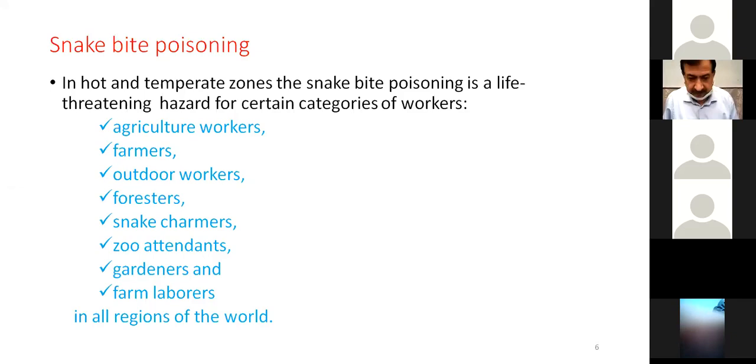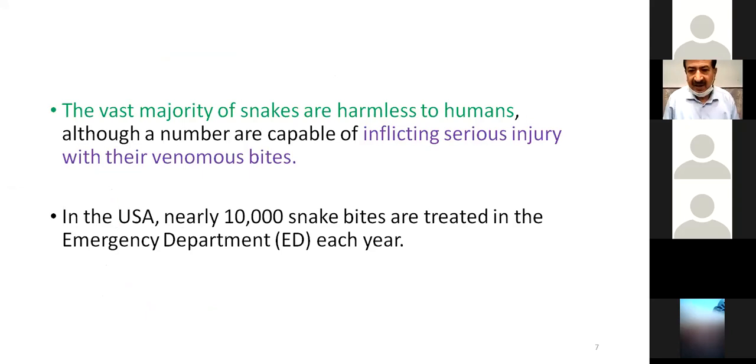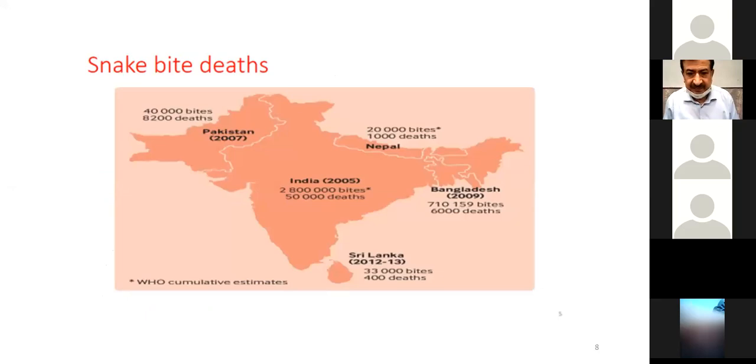The vast majority of snakes are harmless to humans, although a number are capable of inflicting serious injuries with their venomous bites. In the USA, nearly 10,000 snake bites are treated in the emergency department every year. Snake bite deaths in Pakistan in 2000: 40,000 snake bites occurred and 8,200 deaths occurred. These are the WHO cumulative estimates, which show the region-wise data: Pakistan, India, Nepal, Bangladesh, and Sri Lanka.